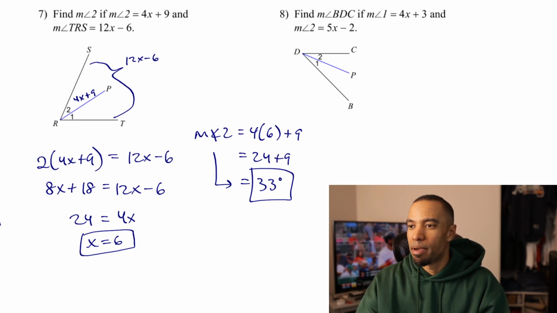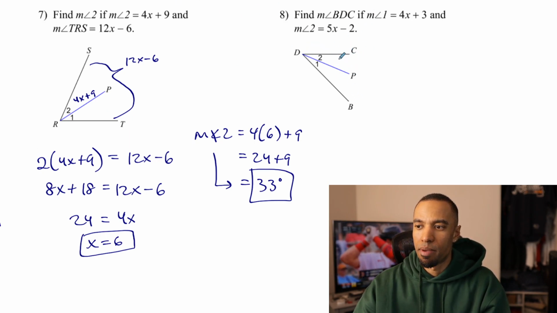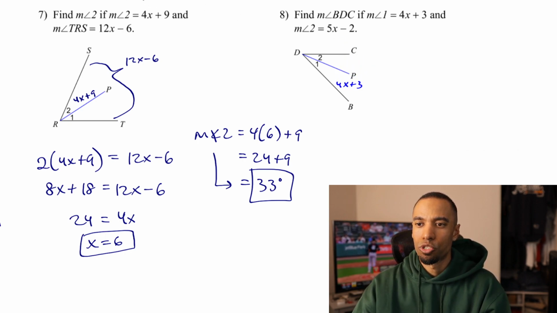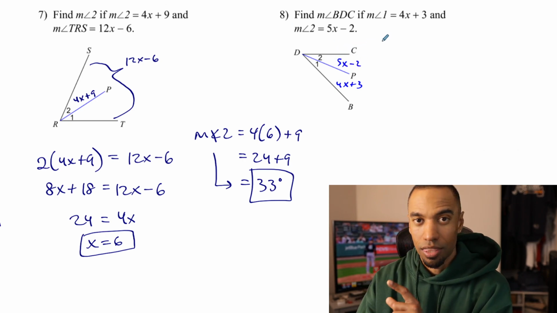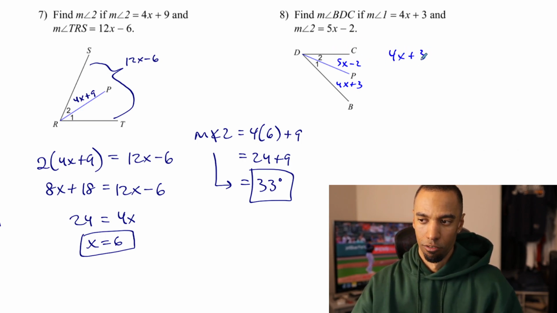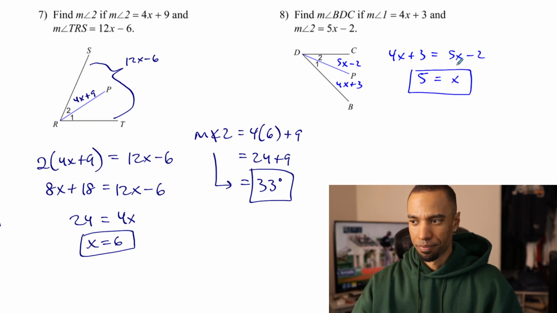Now we want the measure of angle BDC. We want the whole thing, knowing angle 1's measure and angle 2's measure. Angle 1 is 4x plus 3. Angle 2 is 5x minus 2. Keep in mind, though, they're expressed differently. They are the same measure, though. That's the whole point of the bisector. So we're going to set these equal. 4x plus 3 equals 5x minus 2. Subtract 4x. Add 2, you get x equals 5.